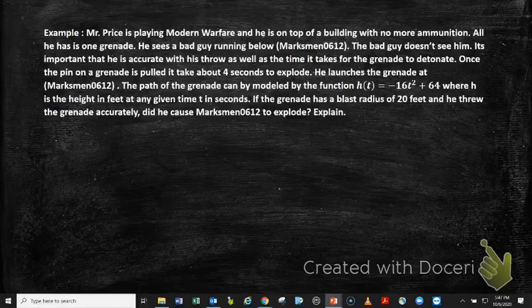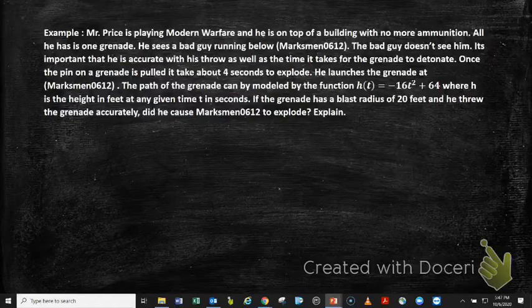Okay, so here I have an example of Mr. Price playing Modern Warfare, and he is on the top of a building with no more ammunition. So I ran out of ammunition. I have overkill on, so I have 2 guns, but I do have 1 grenade, and I see a bad guy running below, Marksman 0612. I just made this up, so if somebody has that name, I'm not stalking anybody. I just made that name up out of the blue.